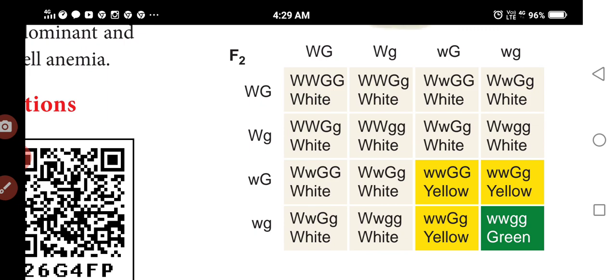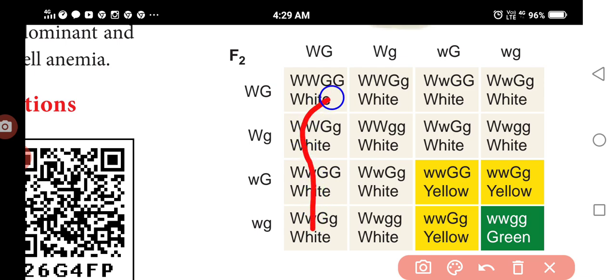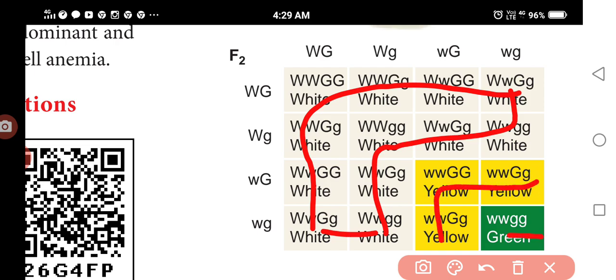12 is white in color, 3 is yellow and 1 is green. The ratio is 12 to 3 to 1. So what happens in the summer squash?